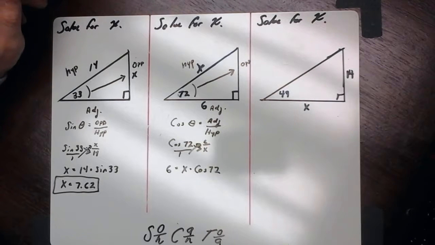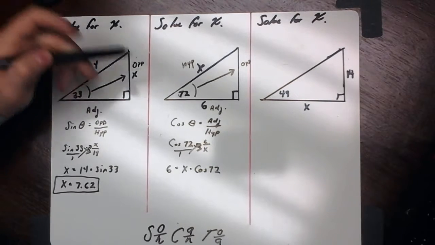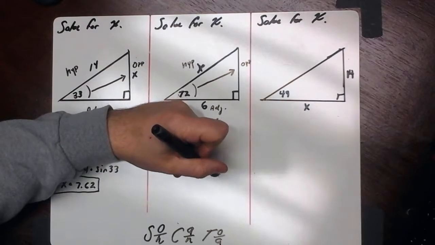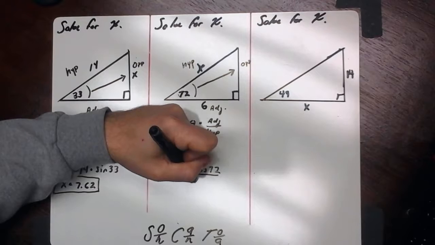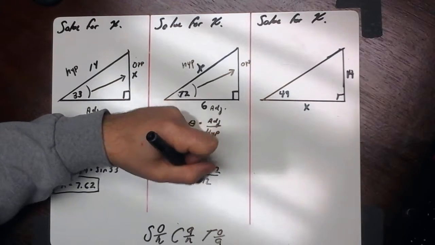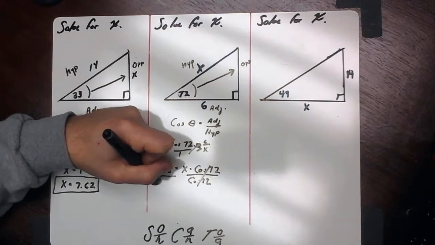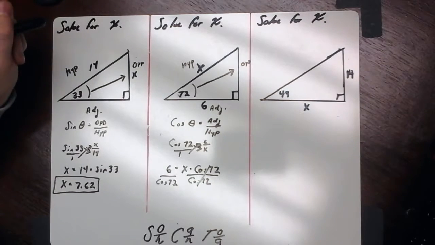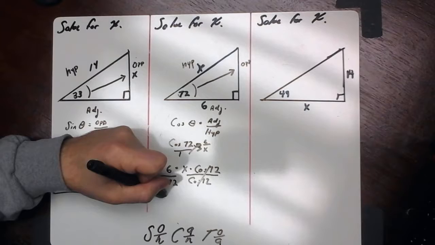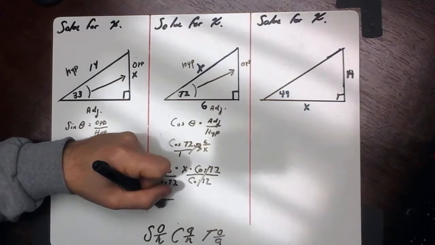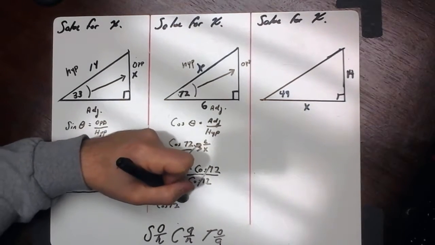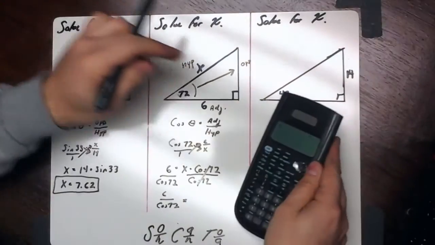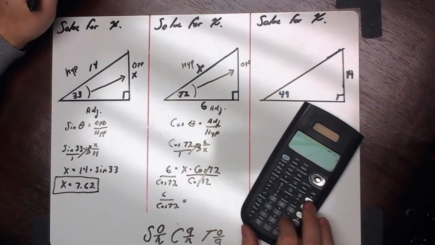Now, back to the problem, I'm going to divide by cosine 72 because x is not by itself. So I have 6 divided by cosine 72. So 6 divided by cosine 72 is going to give me my answer. And I'm going to plug that into the calculator as I see it there.